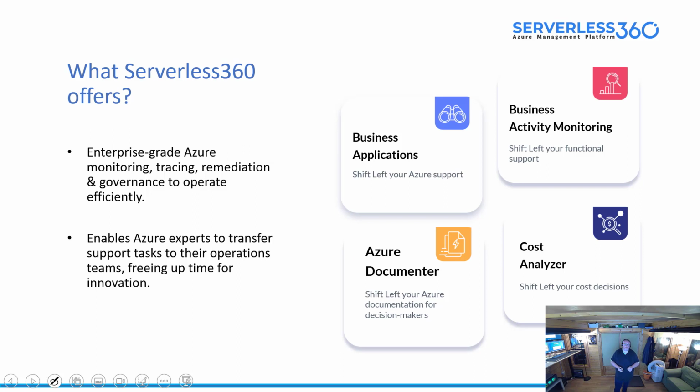We have four modules within the product, which you can see here. So we've got business applications, which is really about that day-to-day operations of the components in Azure. Business activity monitoring is about support and operations of business transactions, like process an order versus manage a logic app. The Azure document is about providing auditing and automation of documents that you need generated for the solutions that you've built in Azure. Cost analyzer is intended to help you focus on efficiently spending money and managing cost.